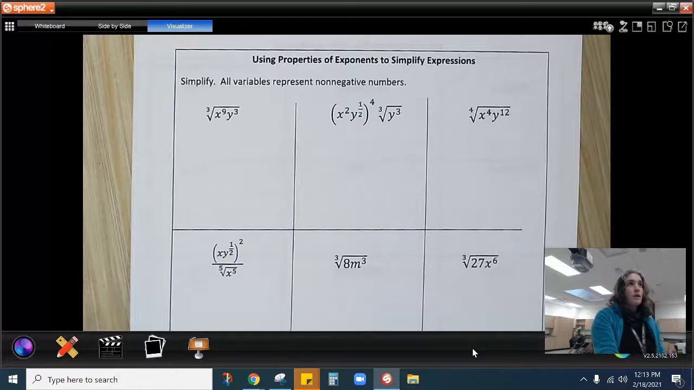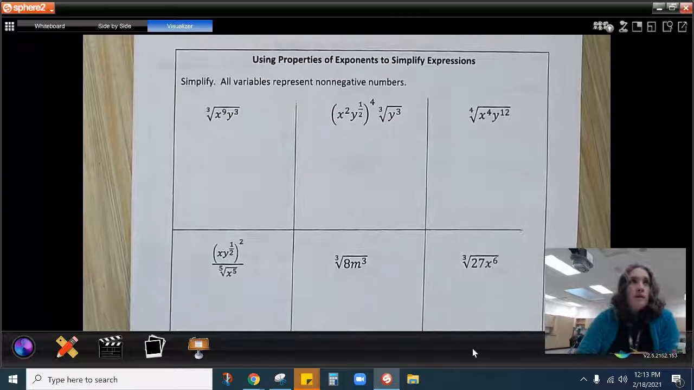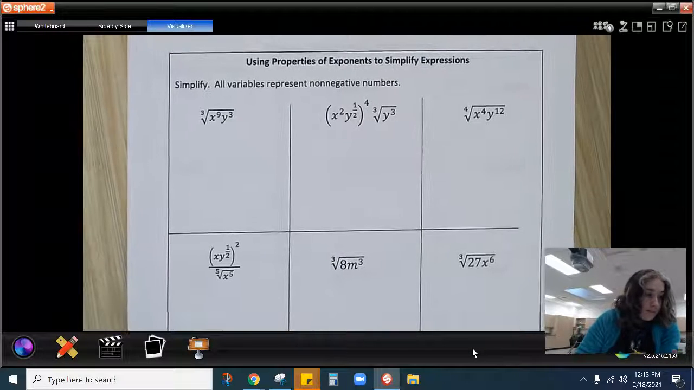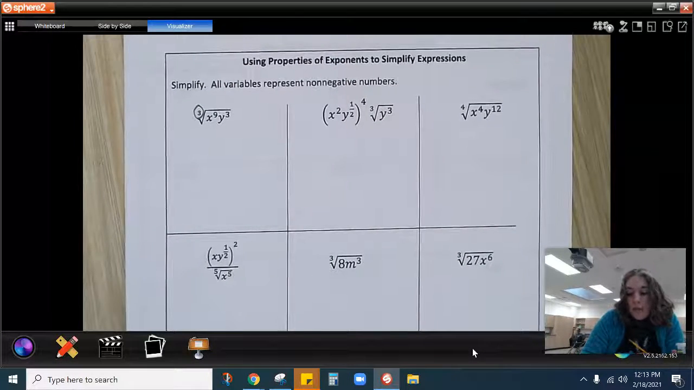Now, it does say all variables represent non-negative numbers. So the whole thing I talked about the other day, if you have a square root, if you know if it's positive or negative, just ignore that, okay? These are saying nothing is a negative, so you don't have to worry about it, which is nice. It's handy.